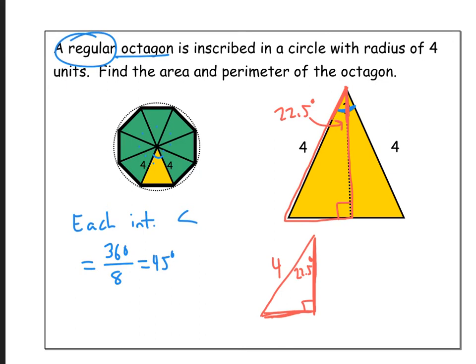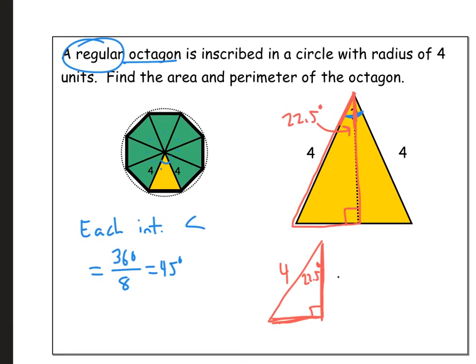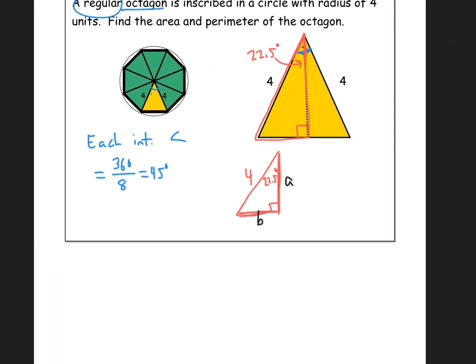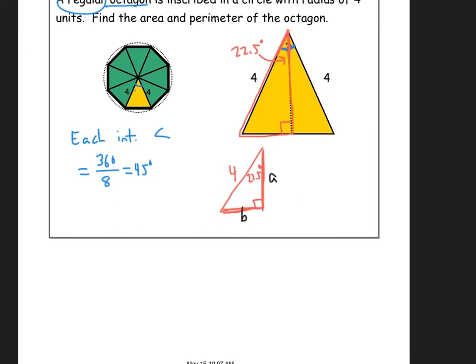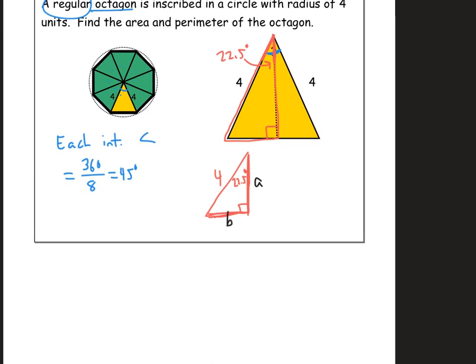I'm just going to label these A and B. A for apothem, B for base. It's part of the base, right? You can call them X, Y, whatever you want. So let's think about what we have here. We have a triangle, and I know an angle.